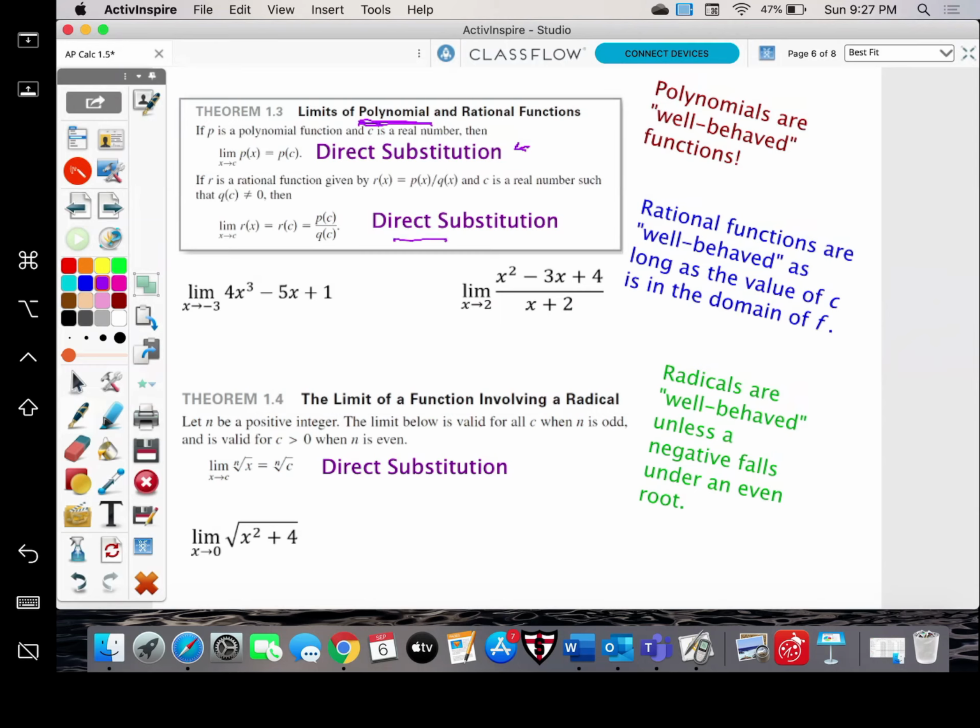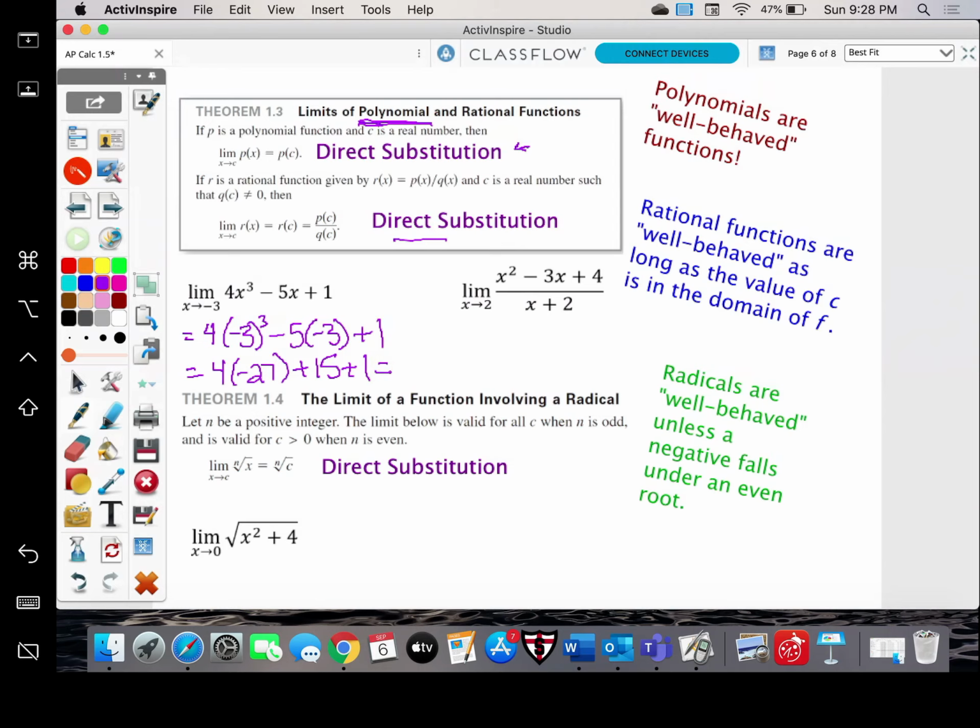So this first one is going to look like just that polynomial 4x cubed minus 5x plus 1. We are going to take 4 times our negative 3 cubed minus 5 times negative 3 plus 1. We're just doing direct substitution. Okay, so we're going to have 4 times negative 27 plus 15 plus 1. And I have a calculator here. So 4 times negative 27 plus 15 plus 1, negative 92 if I did my math correctly.